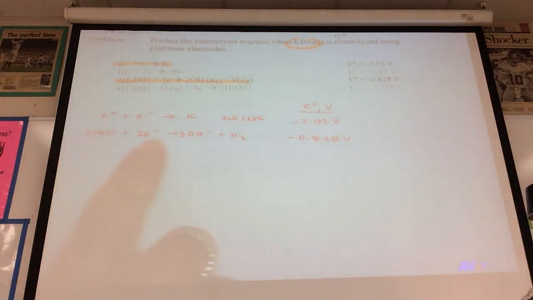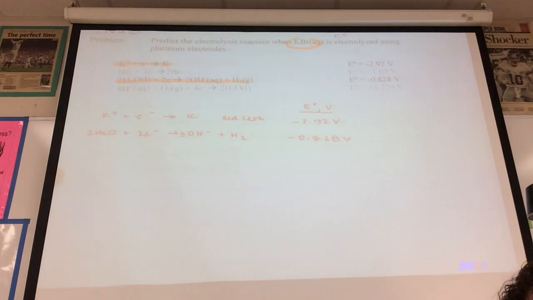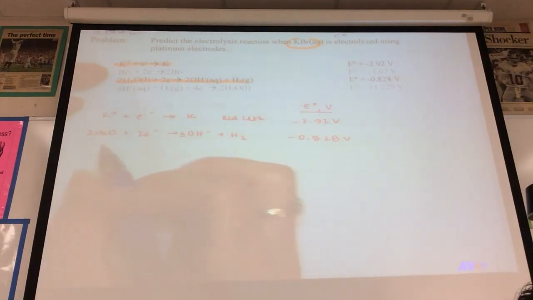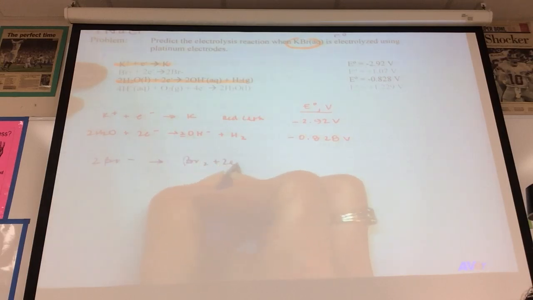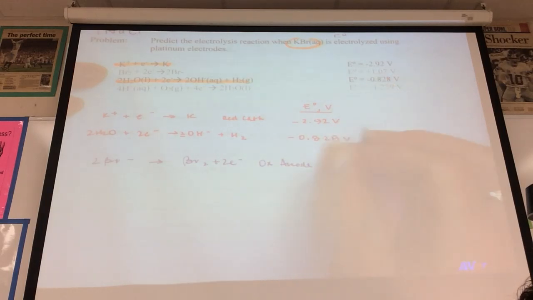What would happen to the pH as this reaction proceeded? It would increase because you're generating hydroxide ion. All right. Now, what am I going to do with this reaction? Flip it. So this is oxidation at the anode. And should I change this sign? No. We don't want to.